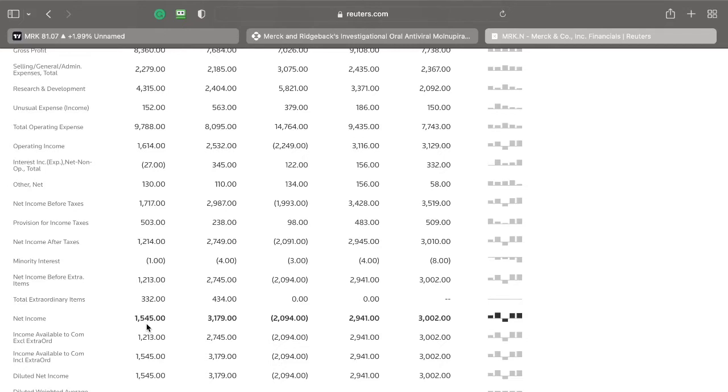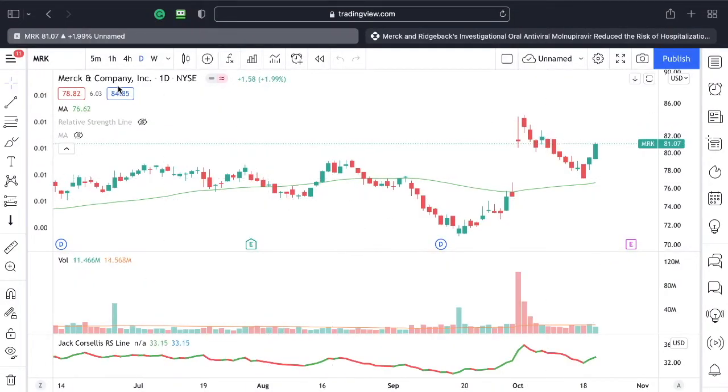Now let's take a look at Merck's stock chart. This is the stock chart for Merck stock. If we take a look on this day over here, from this day to this day, prices gap up a lot. It started from around $75, it gapped up all the way to $81.